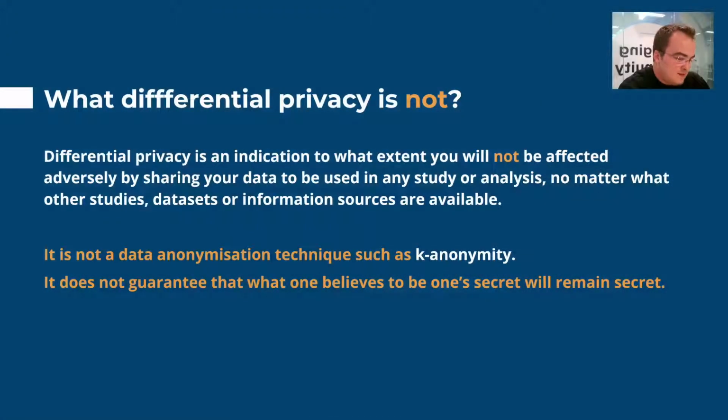So that's where we come to defining what it is not. Differential privacy is an indicator of the extent to which you will not be affected adversely by sharing your data to be used in any study or analysis, no matter what other studies, datasets, or information sources are available. But it is not a data anonymization technique, such as k-anonymity, and it does not guarantee that what one believes to be a secret will remain secret, because as we touched upon, data security is another aspect to consider, and therefore you can never say I'm 100% safe. So people have to be aware of that.